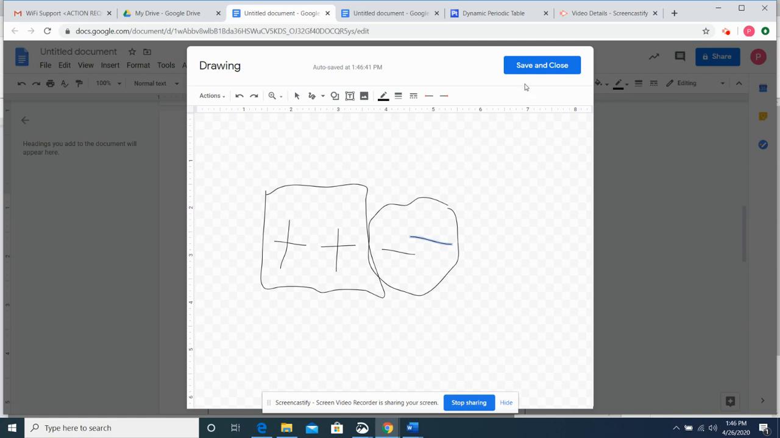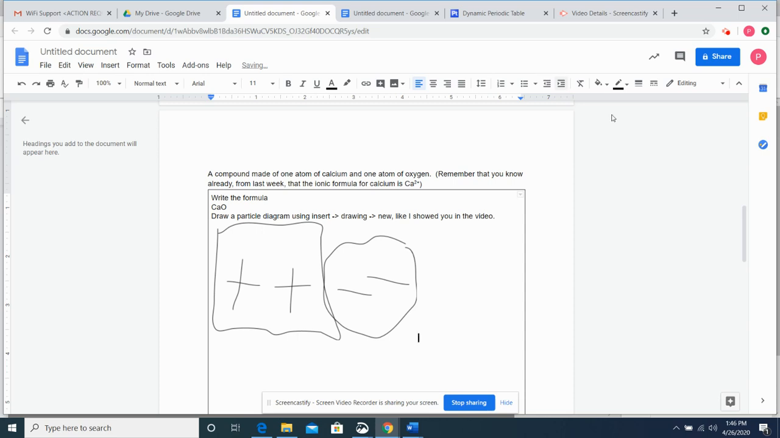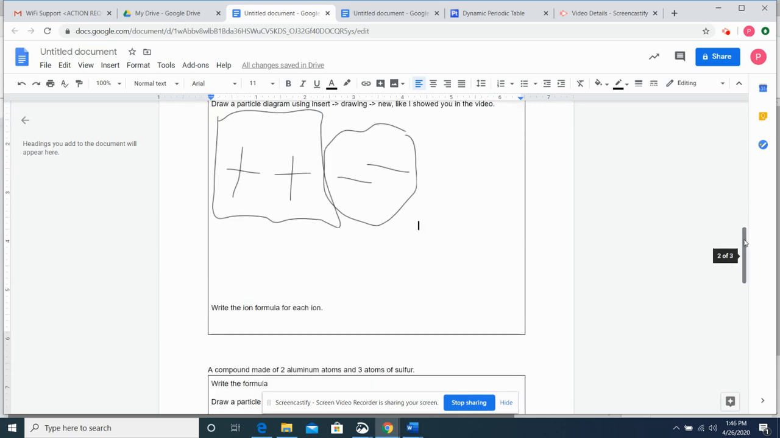And now I can go back to my page. So I hit Save and Close. There is my compound. And now it asks me one more thing. It says, write the ion formula for each ion. So I'm going to go down here. I know that calcium is a +2. Sorry, a 2 plus would be more proper. And so there's my 2 plus.